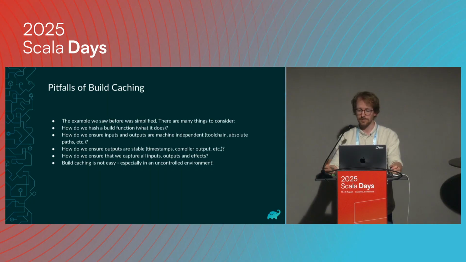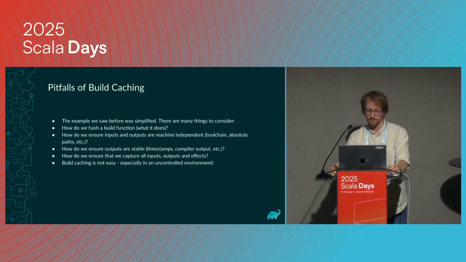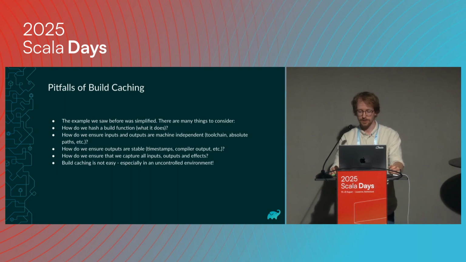If you write some file on disk somewhere, but your build cache is not aware of it, then if you restore that task result from the cache and you don't rewrite this file on disk, it's going to be missing and it's going to be an issue for the rest of the build. So there are many things that we need to pay attention to. It's not easy, especially when you are running in an uncontrolled environment.